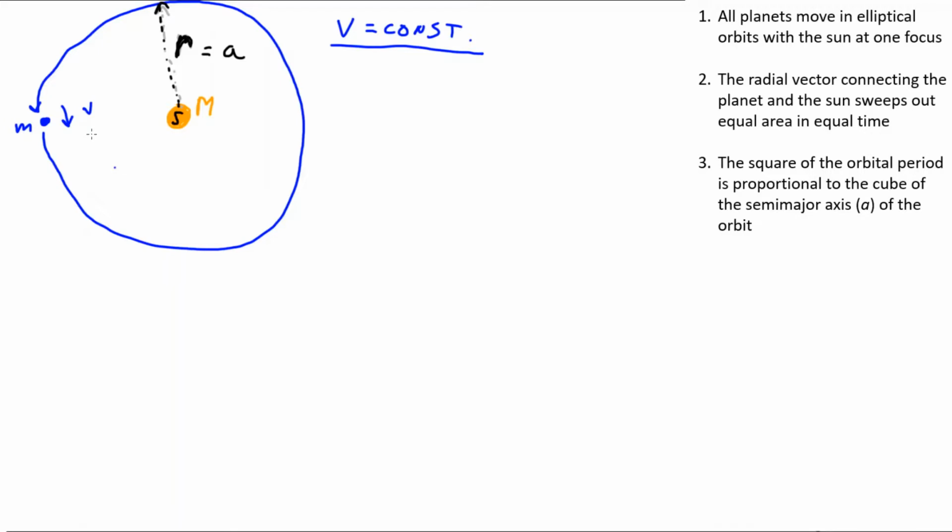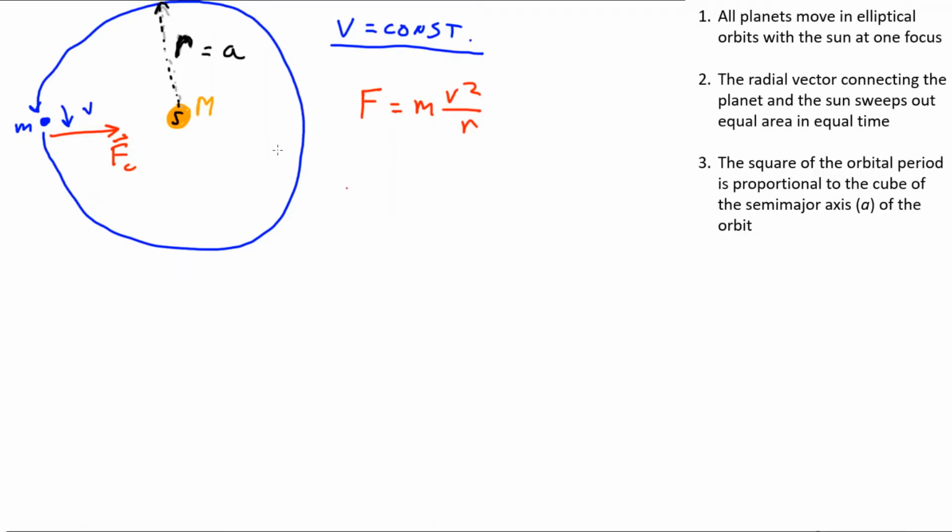So we know that the force acting on this planet is a centripetal force, Fc. It points in towards the center of the sun, towards the center of the orbit like that. And this centripetal force has a magnitude F equals m times v squared over r.